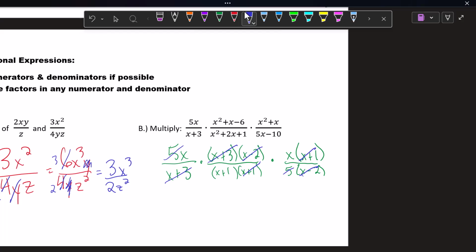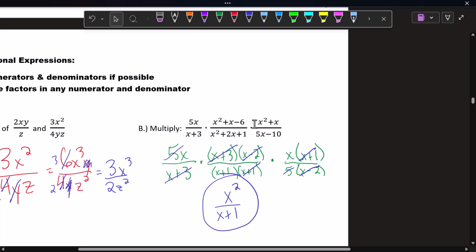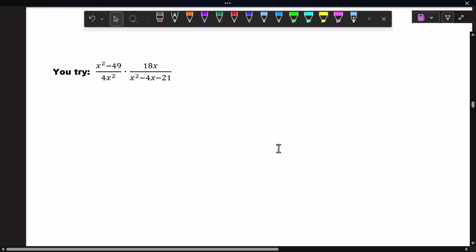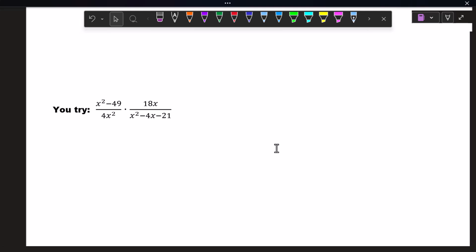So all we have left in the numerator is x squared. All we have left in the denominator is x plus 1. That is our multiplying, our simplifying. Again, it's just like simplifying, except there's more to simplify. That's really it. All right, let's try another one. Obviously, got to factor first.